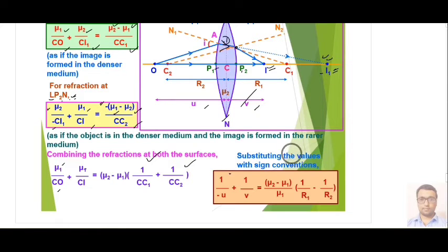Then substituting the values with sign convention, we will get 1 upon v minus 1 upon u equals (mu2 minus mu1) upon mu1 into (1 by R1 minus 1 by R2). So this is called the refraction formula, or you can say lens maker formula, and with the help of this formula we can get a relation for focal length also.